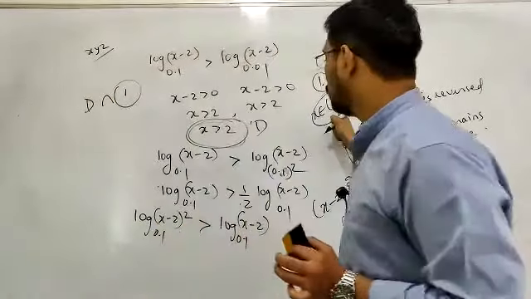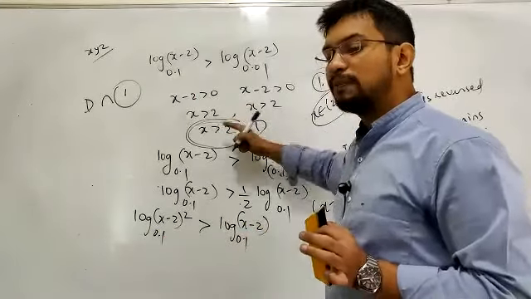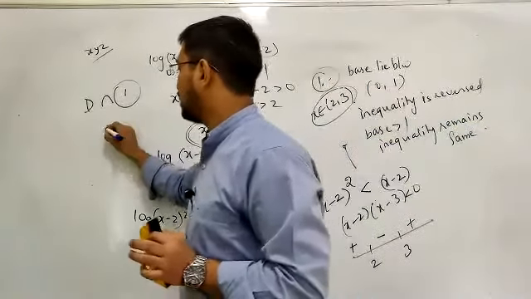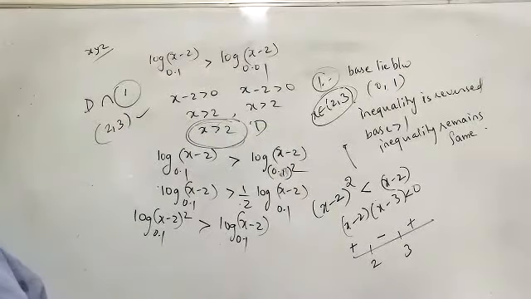And here you have to take the intersection of the solution obtained with the domain, right? Because this value must be part of the domain. So your final answer will be 2 comma 3. If you take the intersection, you'll be getting 2 comma 3. This will be the final answer.